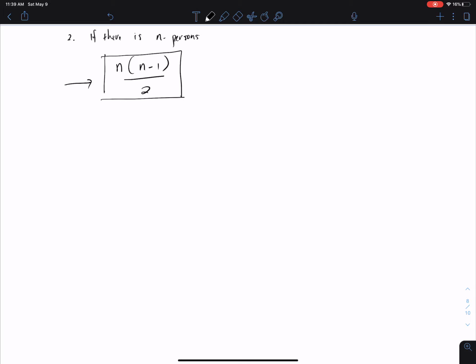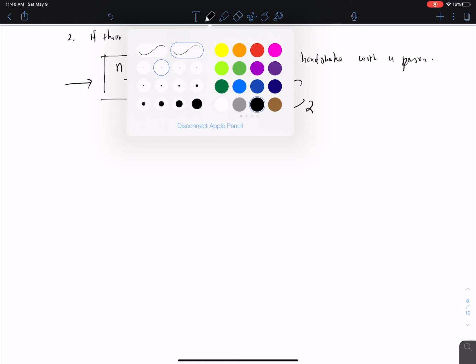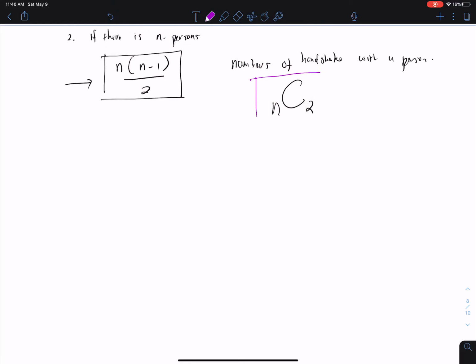But I didn't see any of you answer with the number of handshakes with n persons. The general formula is actually combination n2. No one put this combination n2, but in fact combination n2 is actually the same as it. How is it possible?